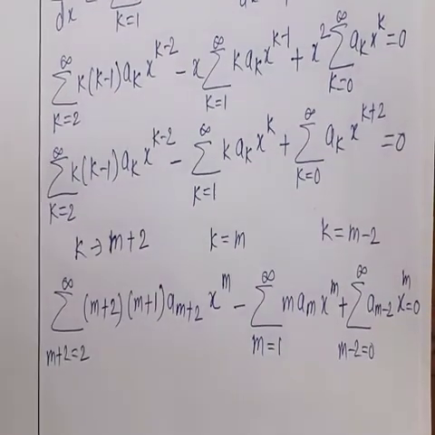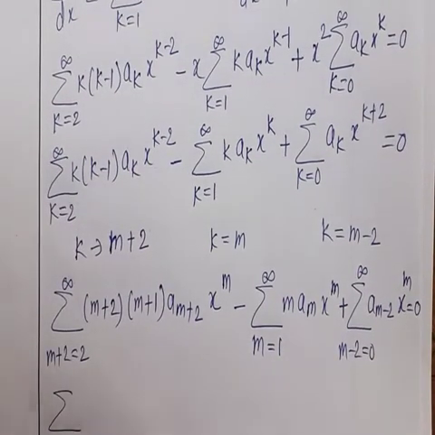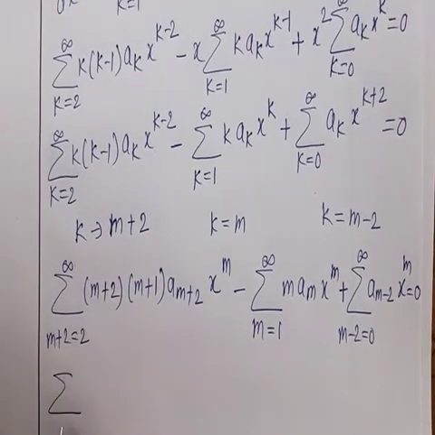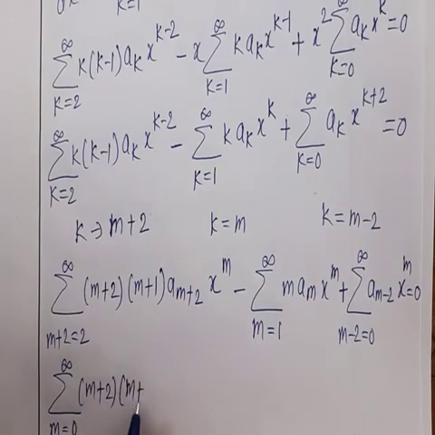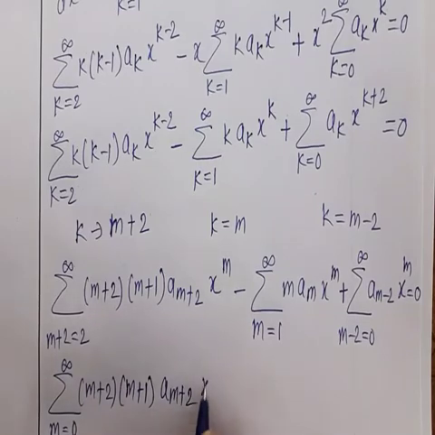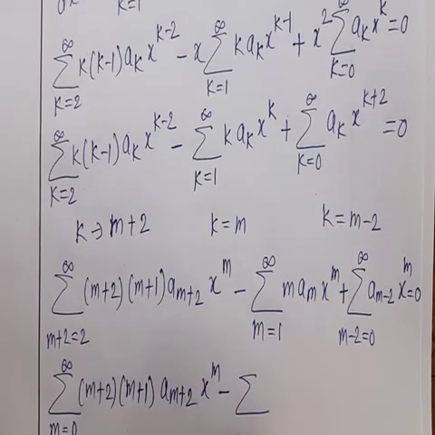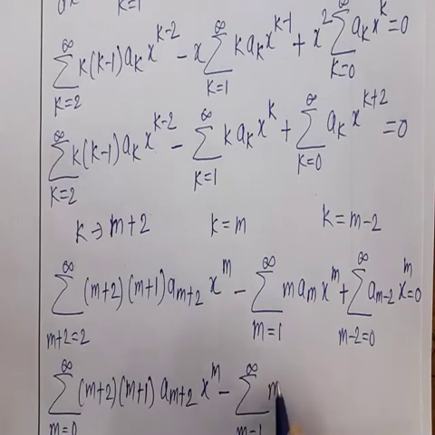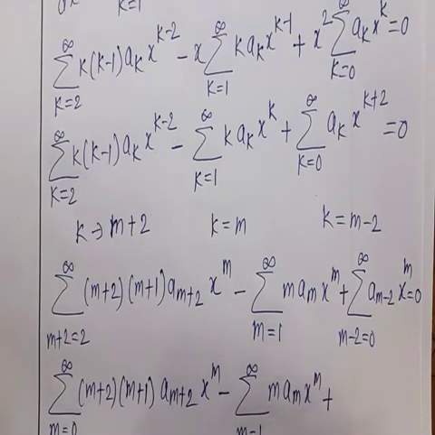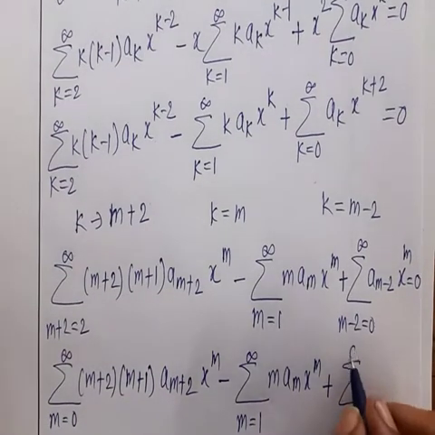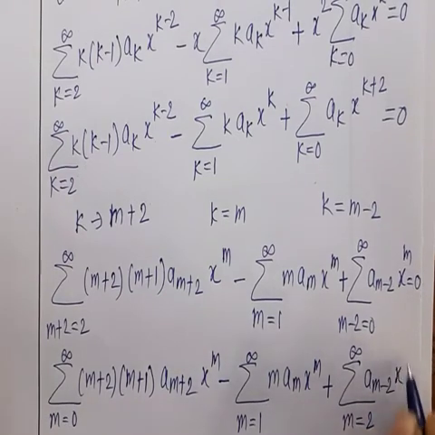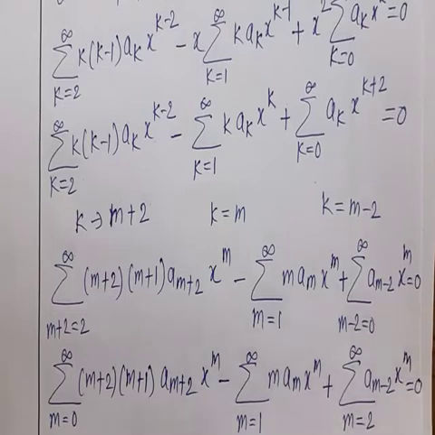Now simplify it further. The equation becomes summation m = 0 to infinity (m+2)(m+1) a_(m+2) x^m, minus summation m = 1 to infinity m a_m x^m, plus summation m−2 = 0, which means m = 2 to infinity a_(m−2) x^m, and this is equal to 0. Now see, all powers are x^m.